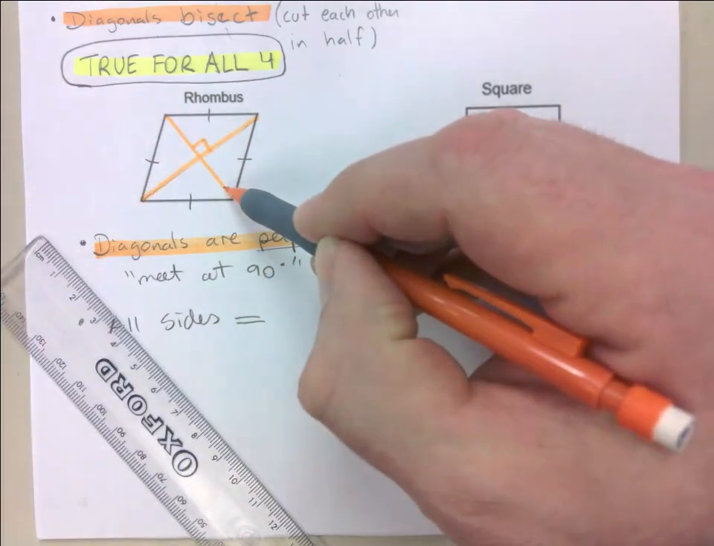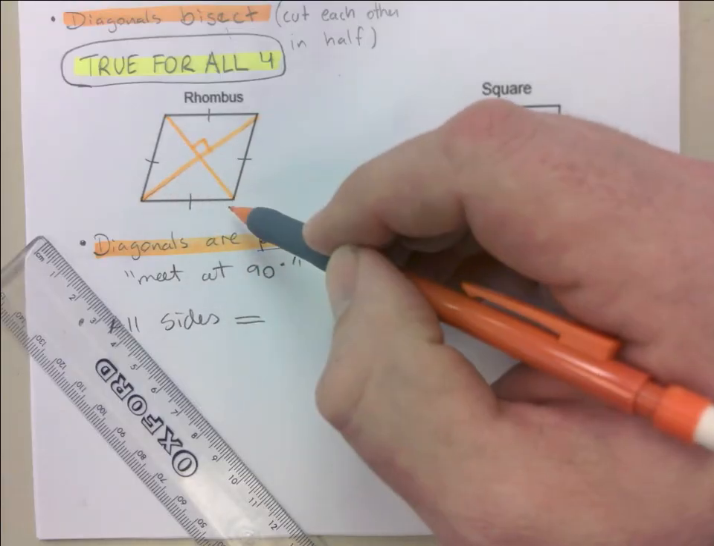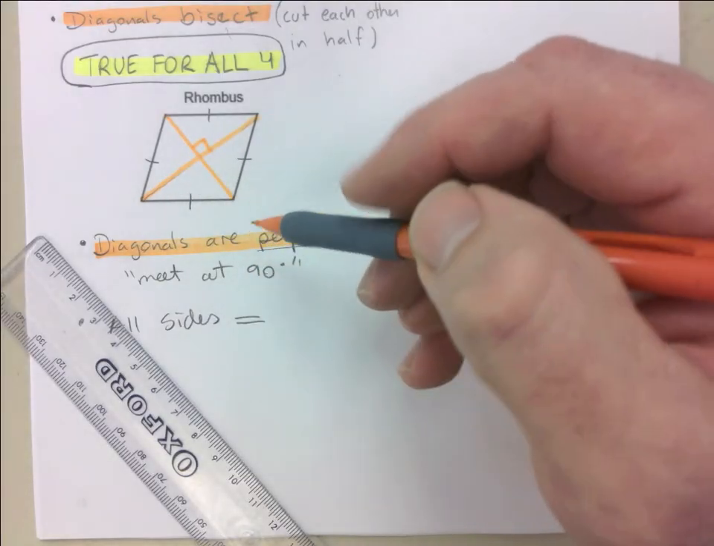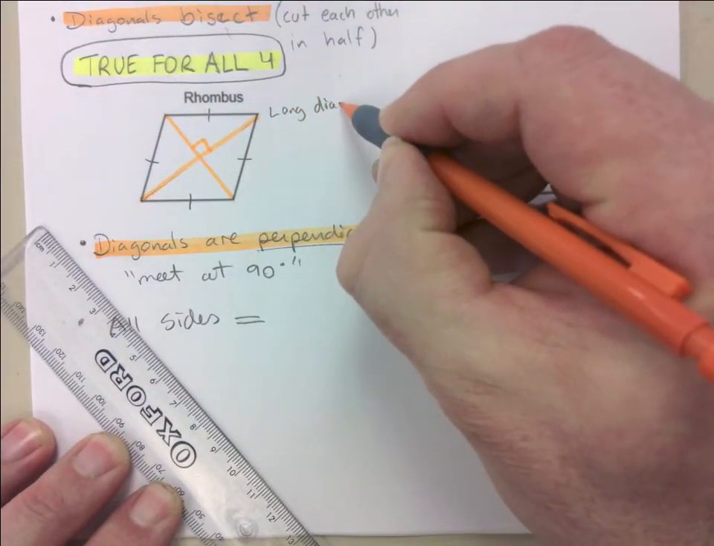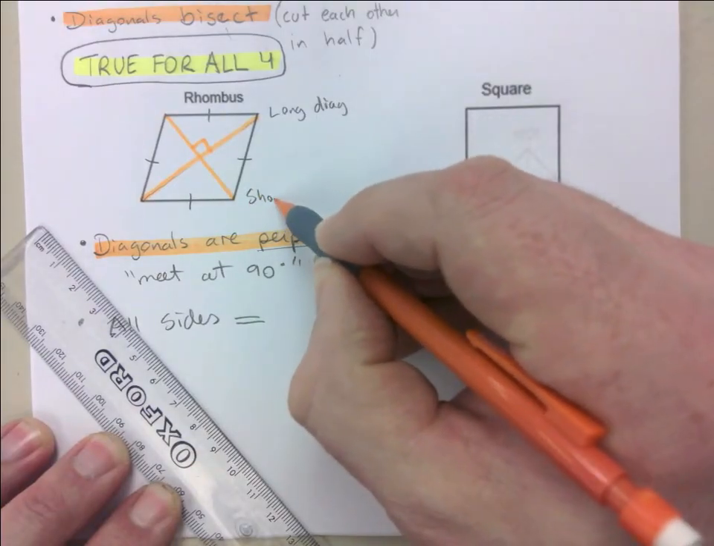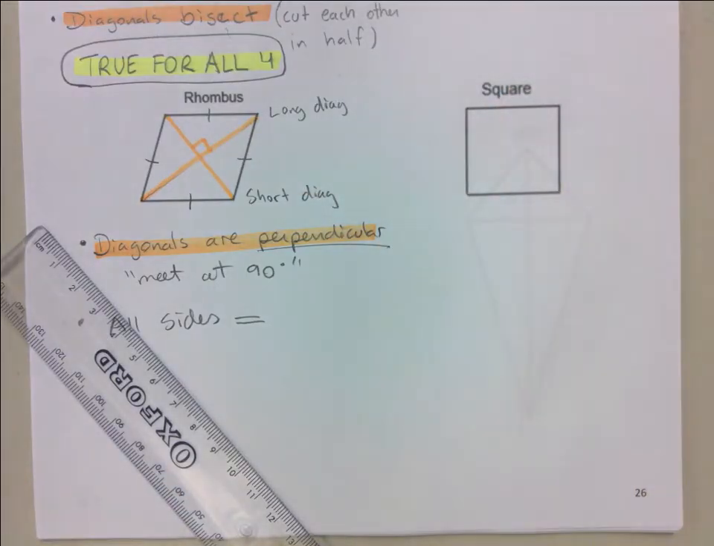Anything that's slanted, guys, slanted shapes, the diagonals are not the same in length. Okay, so you've got your long diagonal, short diagonal. If it's slanted, don't think that they're the same, okay? They're just not.